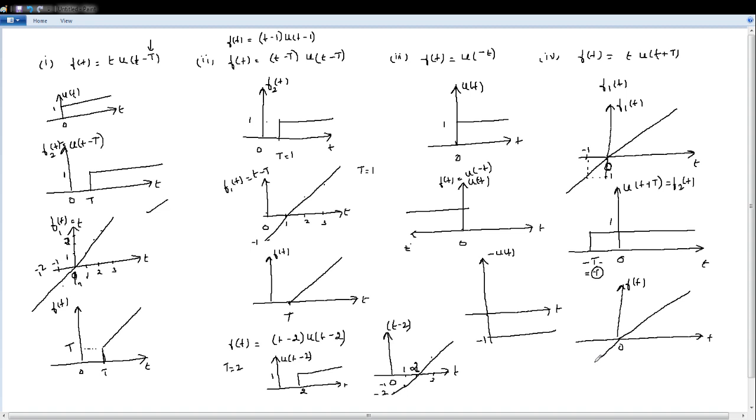So my waveform would be t into u of t plus t. This f2 of t starts from minus t, and the amplitude is minus t again. Why? Because if you substitute t as minus t, you get minus t into u of minus t plus t, that is u of 0. And what is u of 0? u of t at t is equal to 0 is 1, so you get minus t. So the waveforms of our interest are, one is this, the final waveform, second one is this, third one is pretty simple, which is this, and fourth one is this waveform.